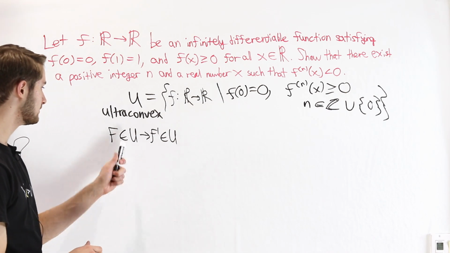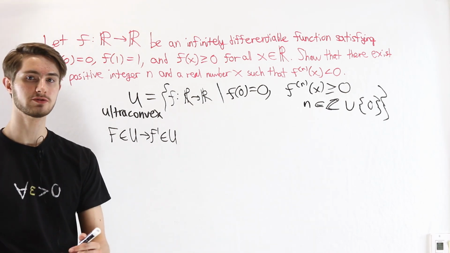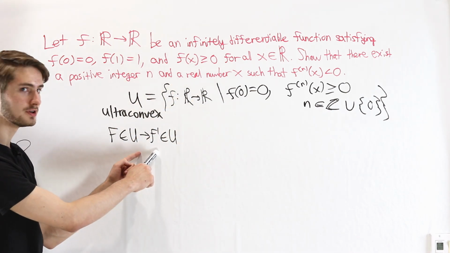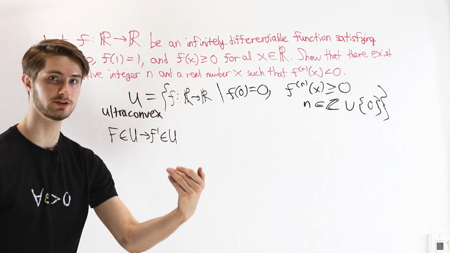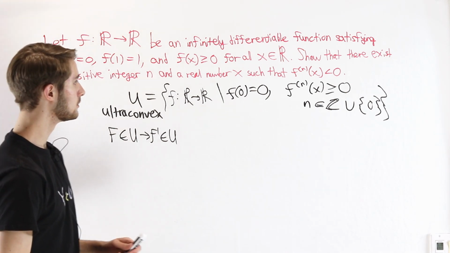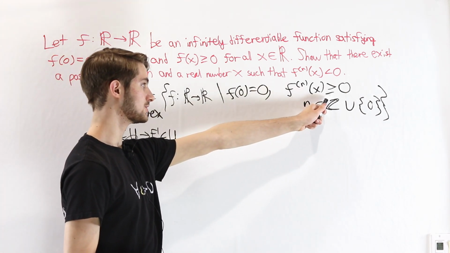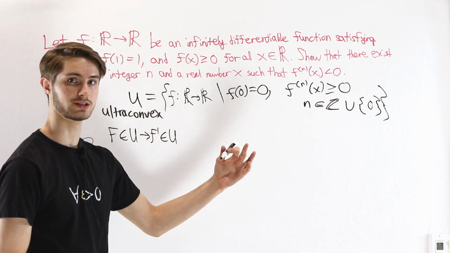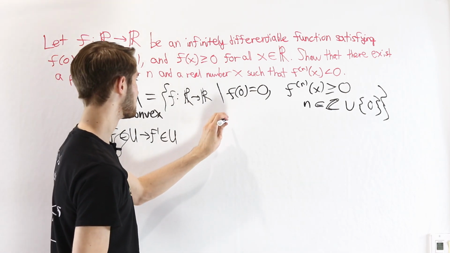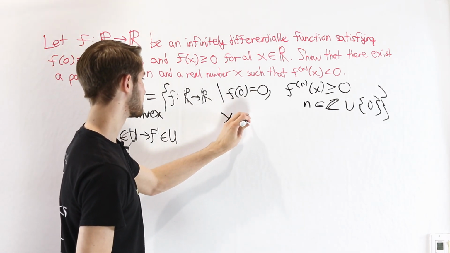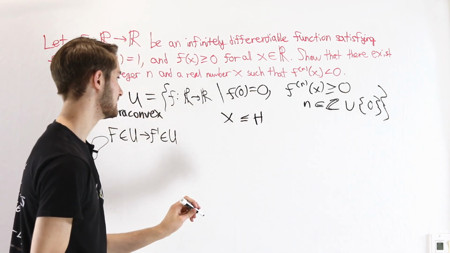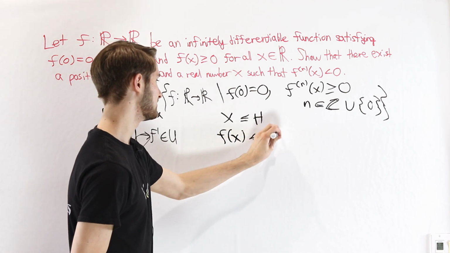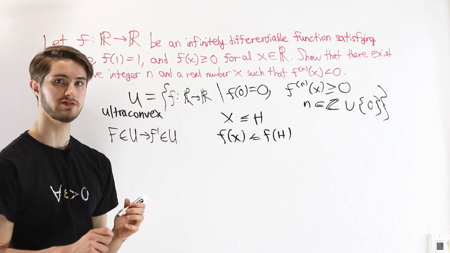So now that we have this important identity about ultraconvex functions, we're going to take a look at some properties of these functions and see if we can use the idea of derivatives to get extra information. First of all, we know that because the derivative of this function is always greater than or equal to 0, the function is increasing, it's monotone. In other words, if some value x is less than or equal to a higher value h, then f of x is less than or equal to f of h, for f being ultraconvex.